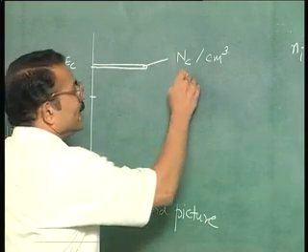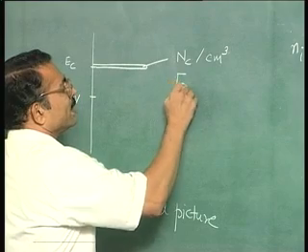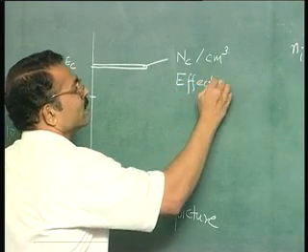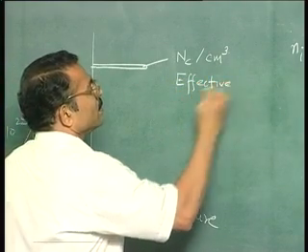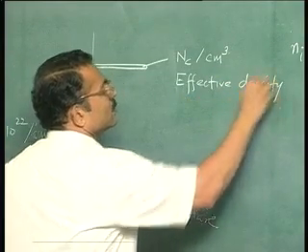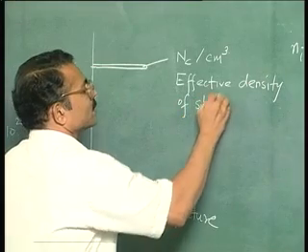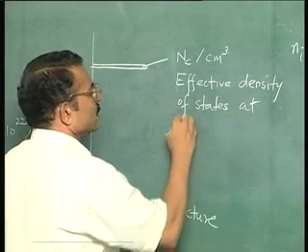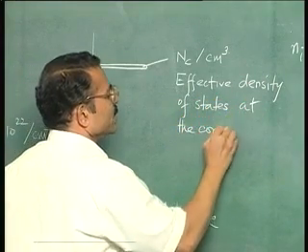That is why Nc is called the effective density of states at the conduction band edge.